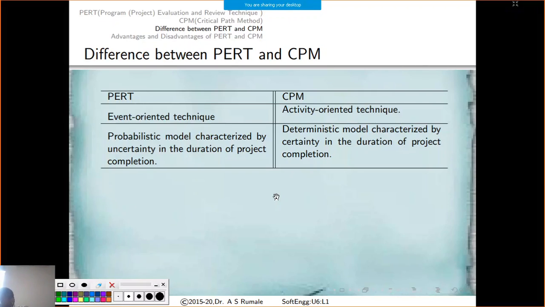So there is a probability that you may finish the project within time, after time, or early. There is always a probability. So this is a probabilistic model, and it handles the uncertainty in the duration of project completion. While CPM, or the critical path method, is a deterministic model characterized by certainty. It won't consider whether it finishes early, late, or on time. It says it's on time.